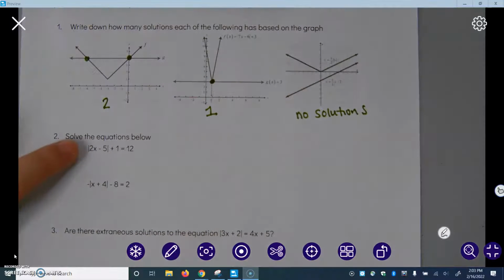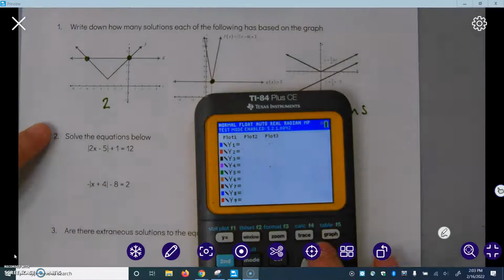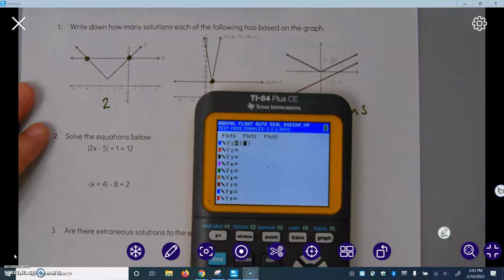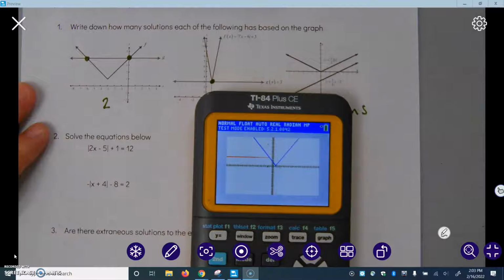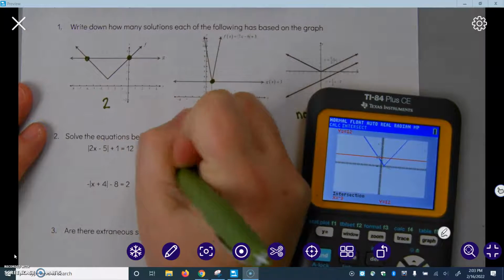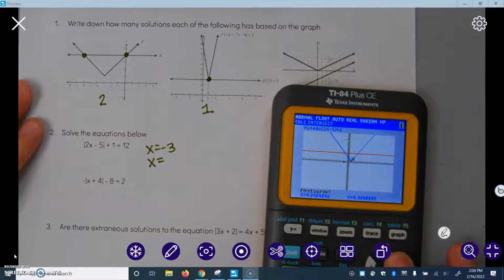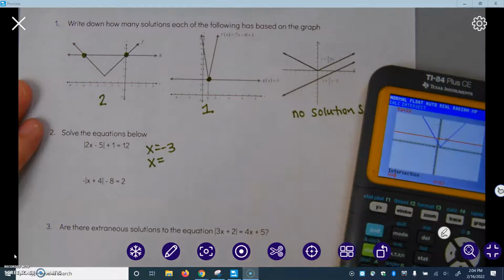All right, number 2, go ahead and solve this first equation. Alpha window, 2x minus 5, and then plus 1. Y2 is 12. Two answers. X equals -3. Second, trace 5 again. Move my blinky thing over to the other side. X equals 8.